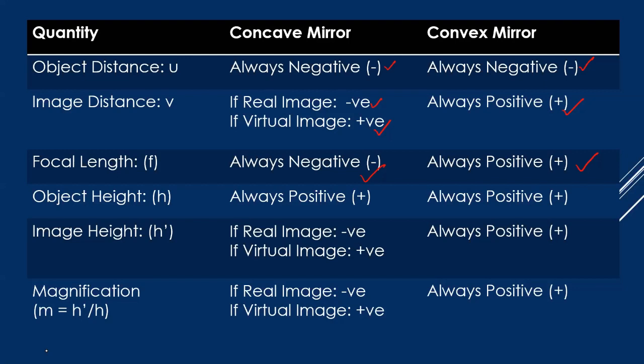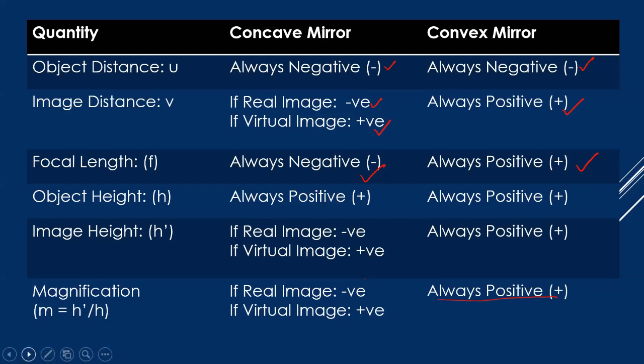Now, magnification, we know what is magnification. It's h dash upon h. So in case of a concave mirror, if the image formed is a real image, it will be negative upon positive, so that's going to be negative. For a virtual image, it will be positive upon positive, so hence it will be positive. In case of a convex, again, it will be positive upon positive, so it will always be positive because both the object and image are erect. Understood? So this is just the crux of all the things that we have learned till now.